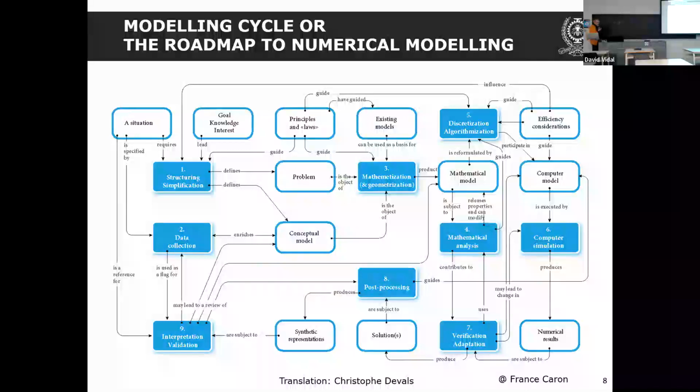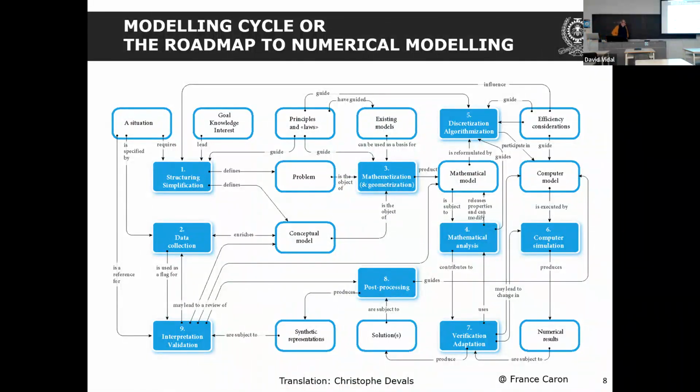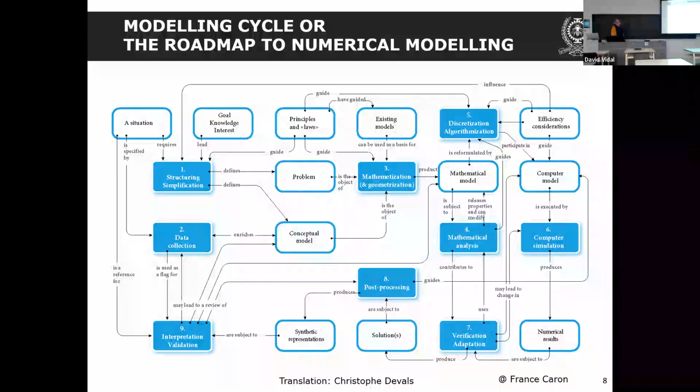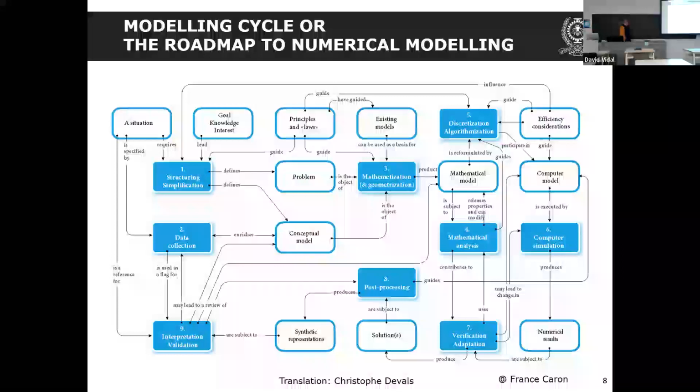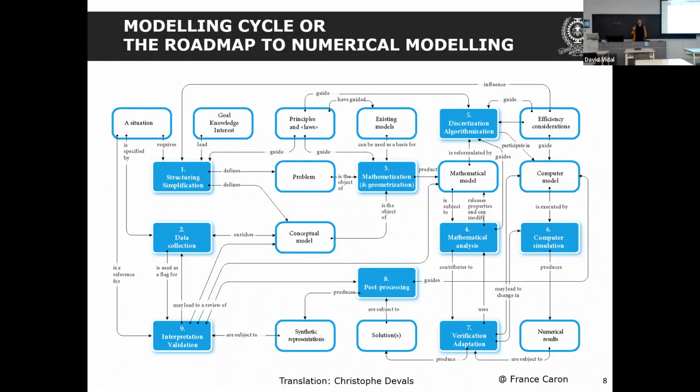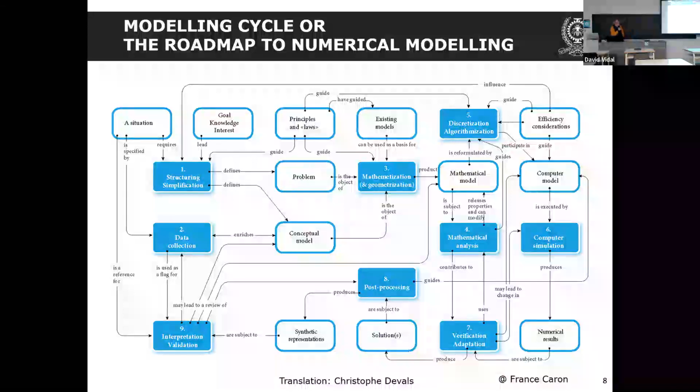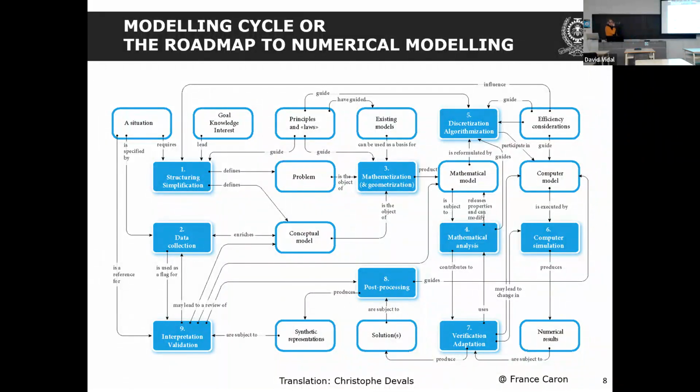I will show some simplified version of this chart. It's called the modeling cycle. I tend to prefer to see it as a roadmap to the numerical model. So we will let you read this one. Unfortunately, the next ones I'm going to be presenting are in French, but I will more or less take you through this graph.